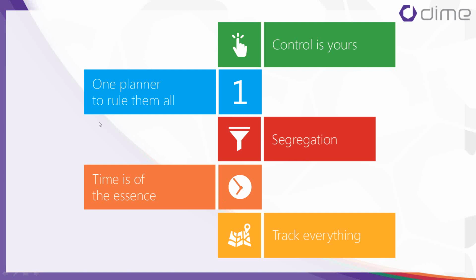We have basically 5 pillars when it comes to Dime.Scheduler, and you can see them on the screen right now. Control is yours, one planner to rule them all, segregation, time is of the essence, and track everything. And I'm going through them one by one just to explain a little bit.